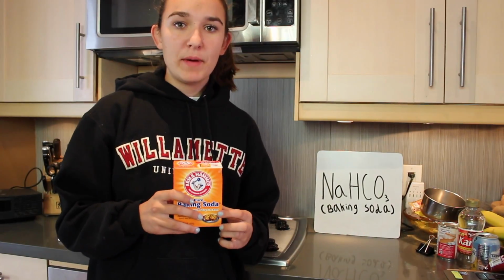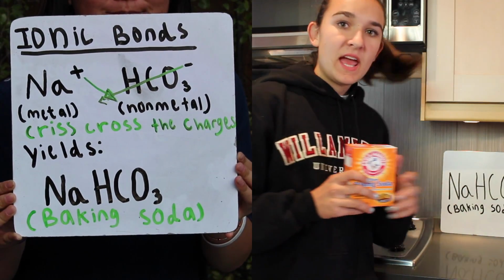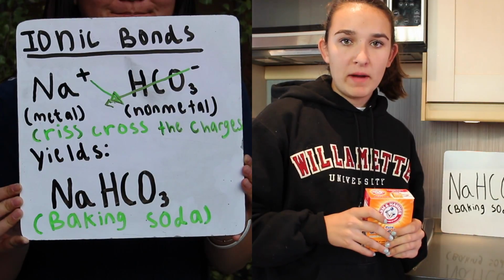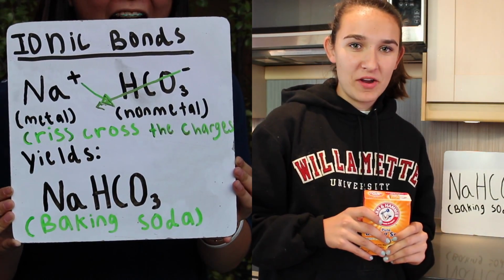Baking soda, or sodium bicarbonate, goes by the chemical symbol of NaHCO3. Sodium has a charge of +1 and bicarbonate has a charge of -1. Because you're combining a metal with a non-metal, it's an ionic bond.